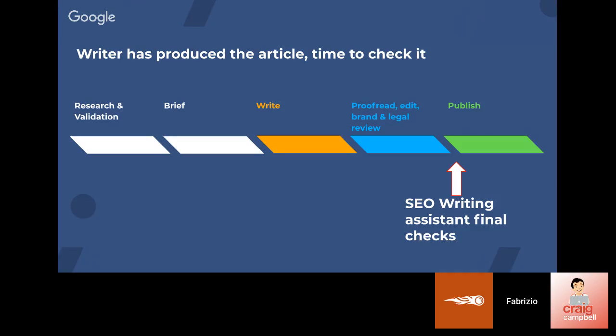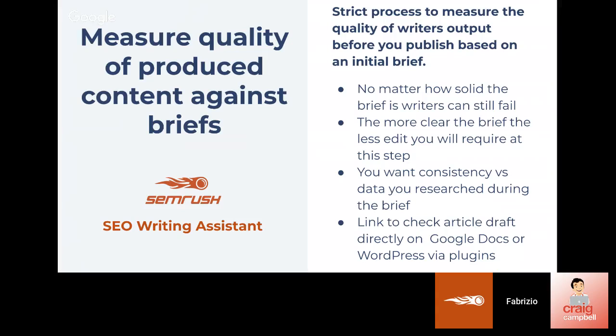When we look at our publishing process, this is roughly at the end of it. We already made a brief, we already briefed the writer, who comes back with an article, and this is the last phase where we need to check whether the content we have actually matches what we were planning to write. The importance of making a very good and well-refined brief is essential, because the less detail you add to your original brief, the less you will understand how to measure its quality. And that's what we do with the writing assistant.